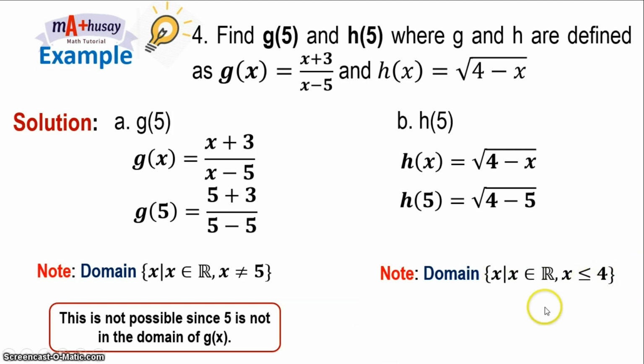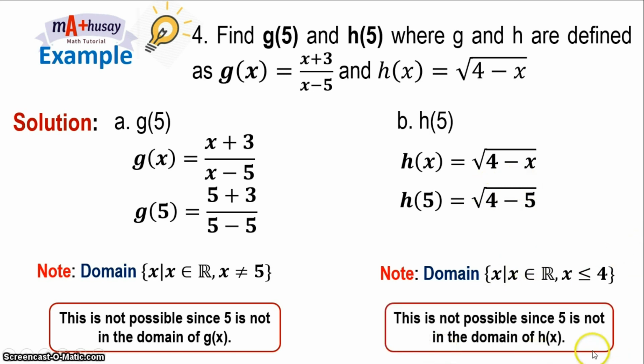4. So, ano ba yung mga number na mas malaki sa 4? Gaya ng 5, hindi pwede. 6, hindi pwede. Kasi magiging imaginary yung ating function. So, in this case, this is not possible since 5 is not in the domain of h of x.